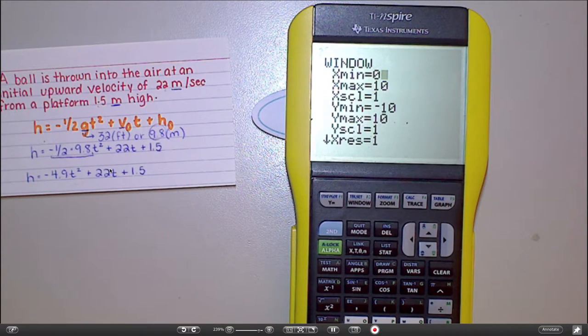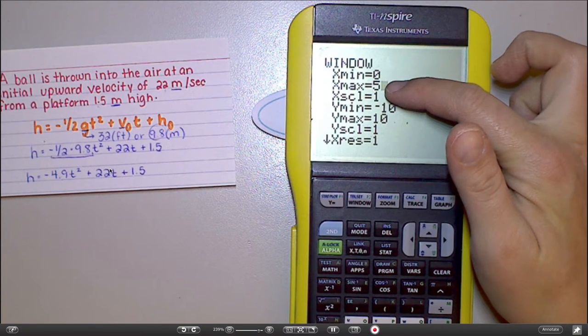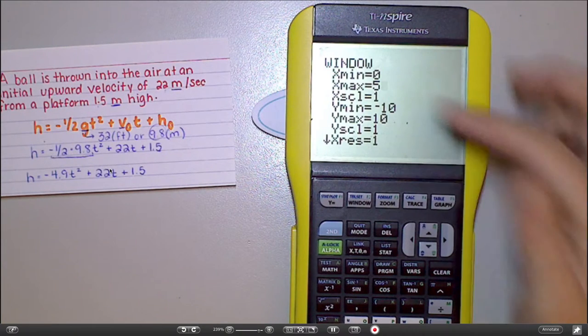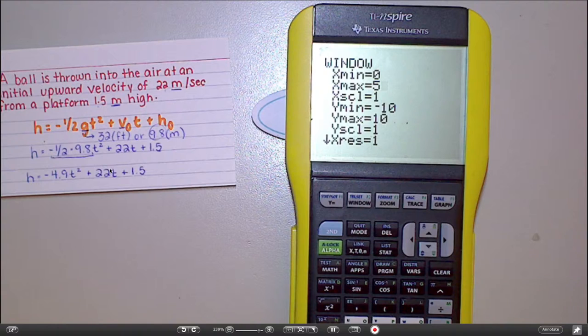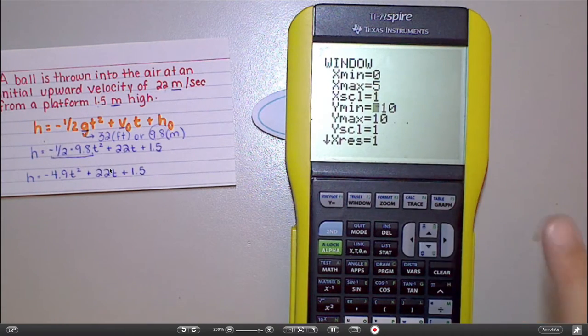And this is a baseball being thrown. So you have to think about how long would it take for that baseball to come back down and hit the ground. I would say probably 5 seconds is safe. So when I set this from 0 to 5, I'm telling my calculator I want to look at 0 to 5 on the x-axis. And that may or may not be adequate. I may graph it and find out that that's not right. Okay, skip over the x scale. Don't ever change that. That can just stay. I mean, the calculator will set that as needed.